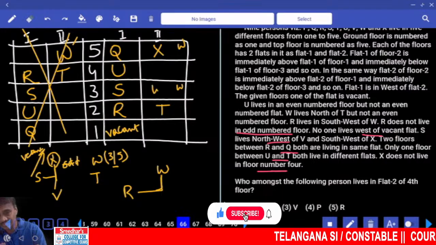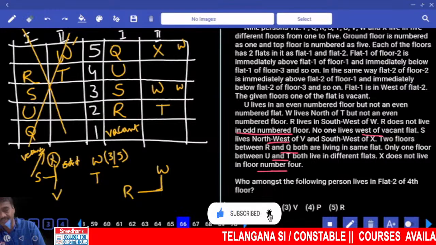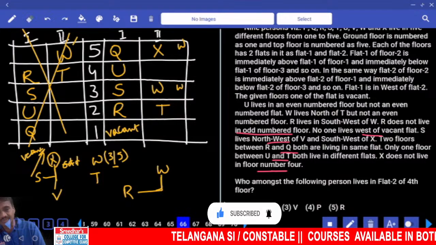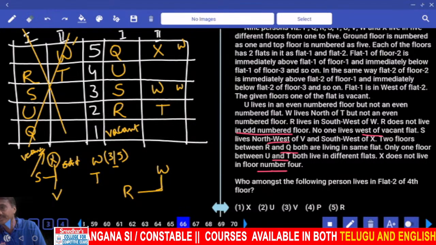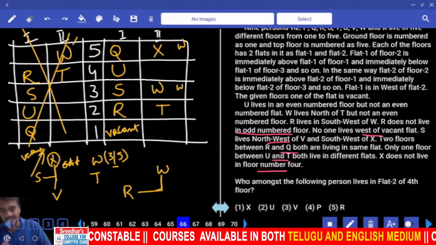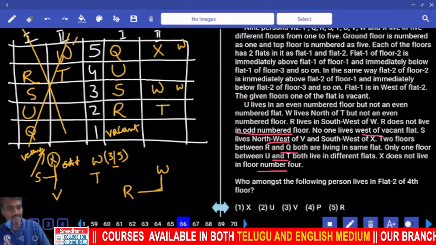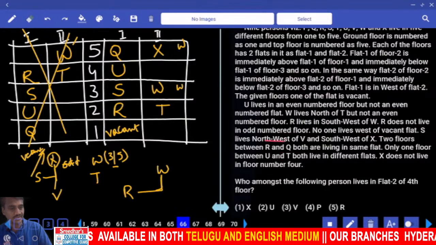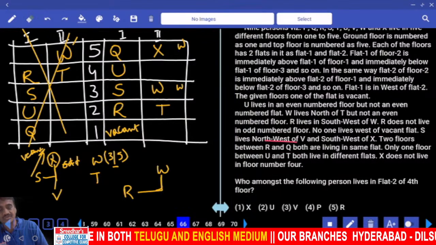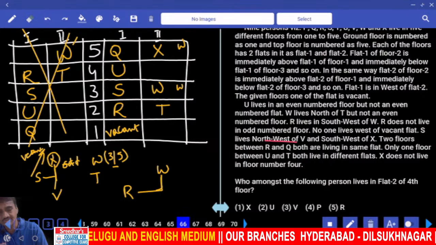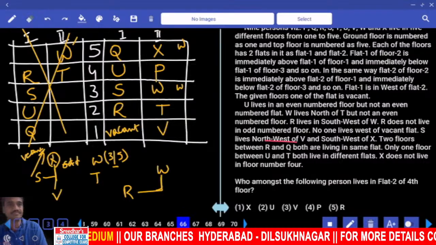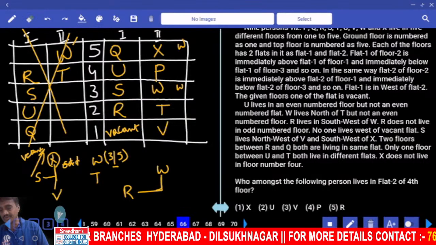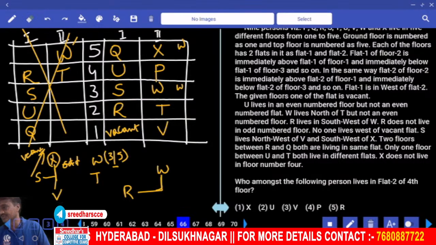If X is here, W must be here. W is here. There are two more persons who are left over. Who are those two? V and P. Now, any information related to V and P here? Yes, S lives to the northwest of V. S is to the northwest of V, so V must be here. V is here, then P must be here. Now, this is about questions number 66 to 70.